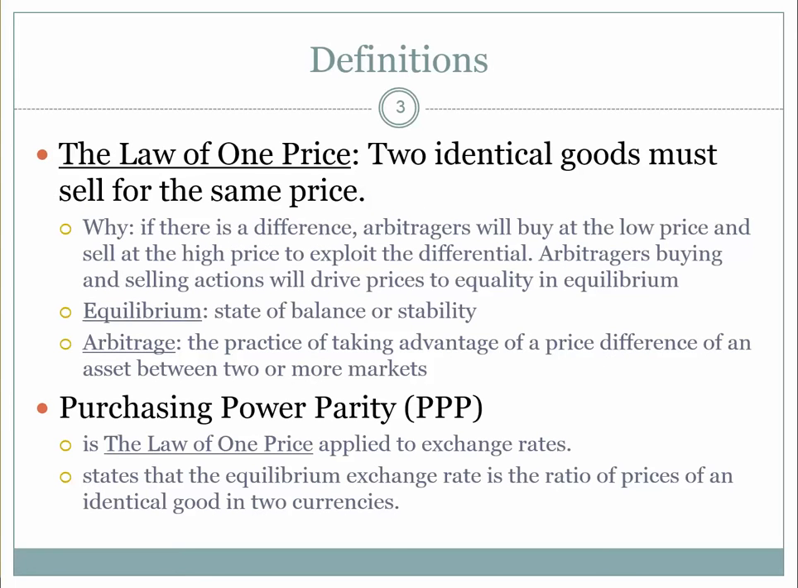We'll start with the law of one price. The law of one price in economics says that two goods must sell for the same price. For example, if a stock is sold on two different exchanges and they're not selling for the exact same price, you can buy it where the market is cheaper and sell it where it's expensive. So for an equilibrium price to be reached, they can only sell for one price. The act of buying it in one place and simultaneously selling it in another place to make a short profit is called arbitrage. Purchasing power parity is the law of one price applied to exchange rates.